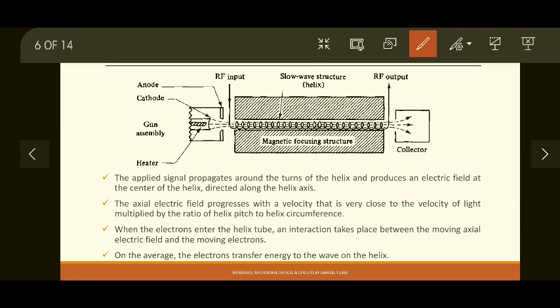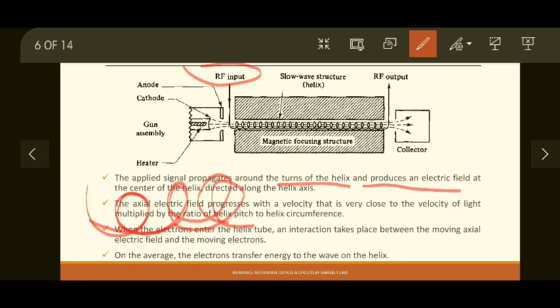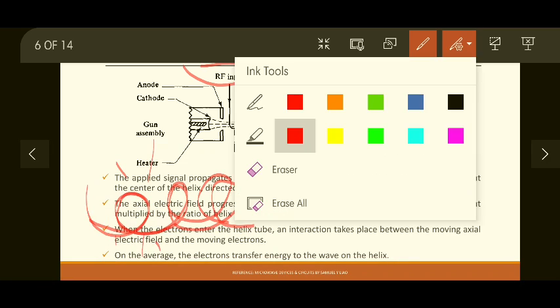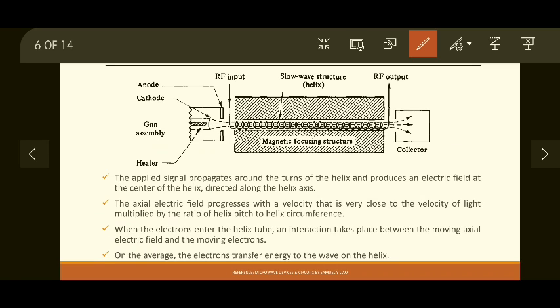So in order to understand the operation, let's see the operation of the TWT. The applied signal, this is the applied signal, propagates around the turns of the helix. This is a helical structure. Helical means like a coil. So this wave travels along the helix, that is turns of the helix, and produces an electric field. This traveling of microwave creates an electric field, which is small, but yes, it is there, at the center of a helix directed along the helix axis. So it is generating an electric field at the center of that helix, which is along the helix axis.